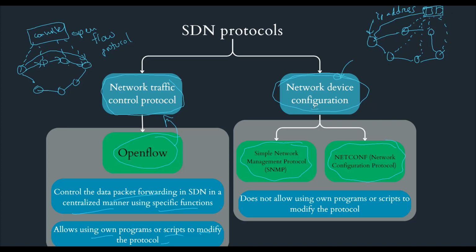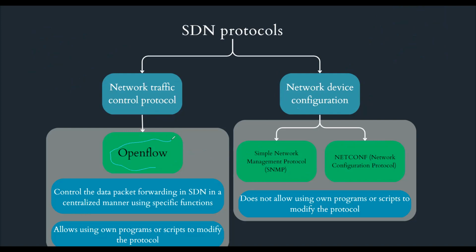And the network device configuration will be done specifically using Simple Network Management Protocol, SNMP, and or Network Configuration Protocol, NETCONF, right? So you will ask, what is the difference between OpenFlow and these protocols, right? You will ask that. So what is the difference? OpenFlow cannot do the network device configuration, and OpenFlow is basically able to do the data forwarding process. It is not able to do the configuration of devices. It is not doing the device configuration process as of now.